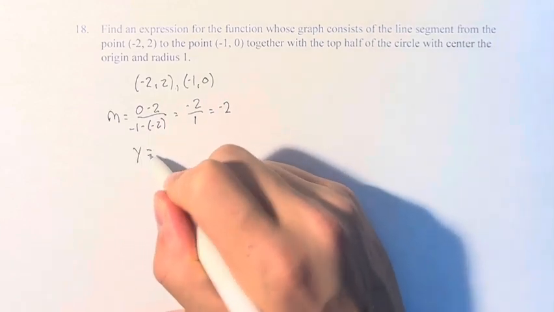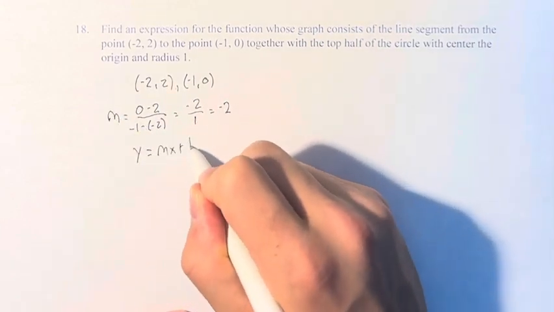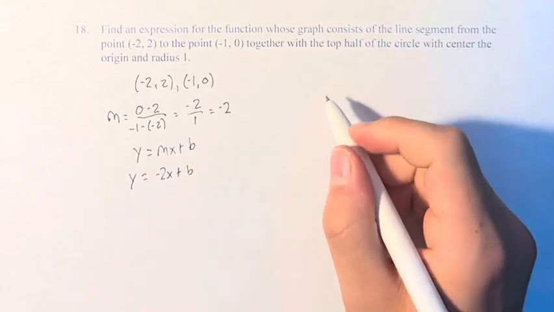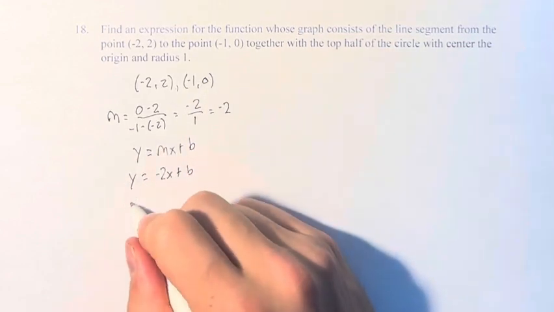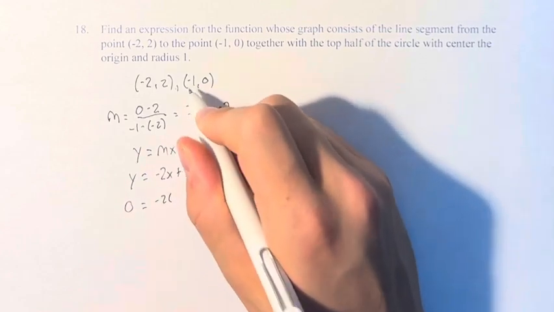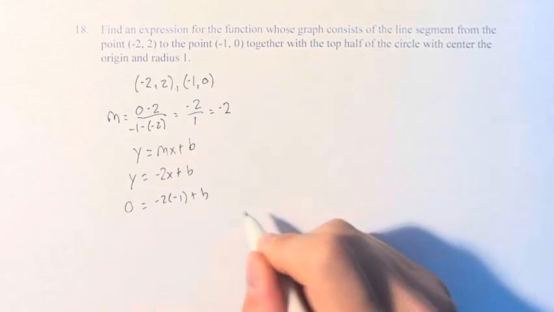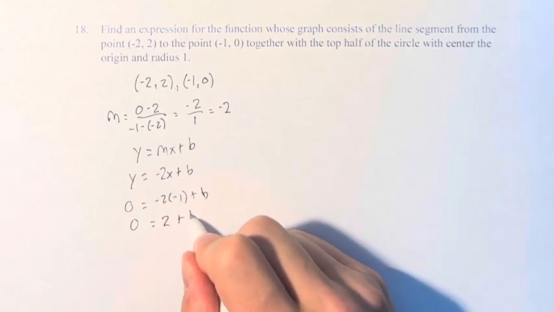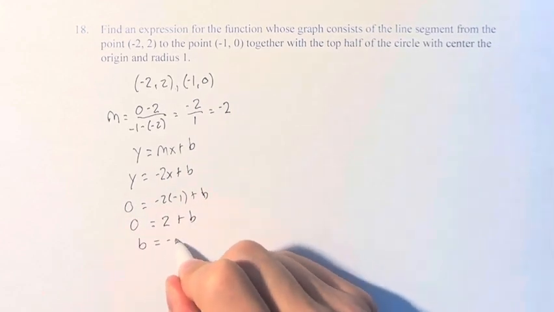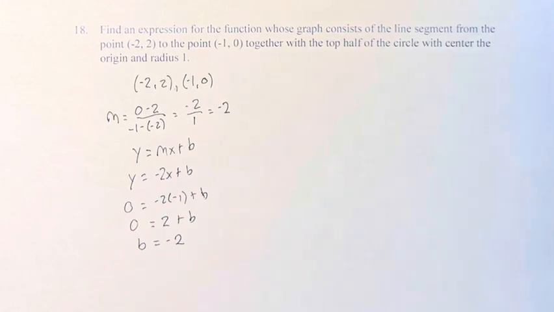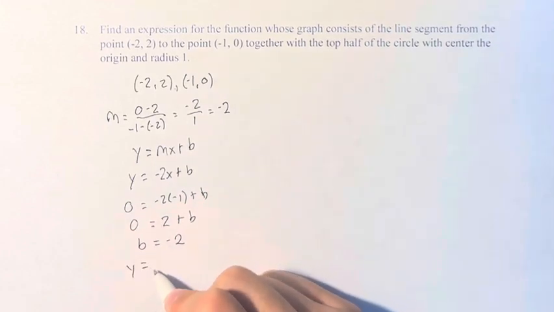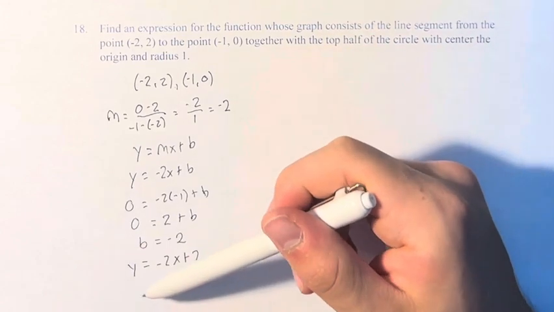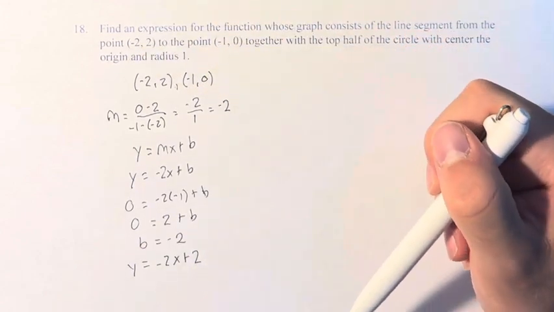Next, we just have to plug into the formula y equals mx plus b. We now know it's y equals -2x plus b. We can plug in x and y, so we have 0 is equal to -2 times -1 plus b. -2 times -1 is positive 2. Therefore, b is equal to 2. Therefore, the equation is -2x plus 2. So that is the expression for the function between these 2 points.